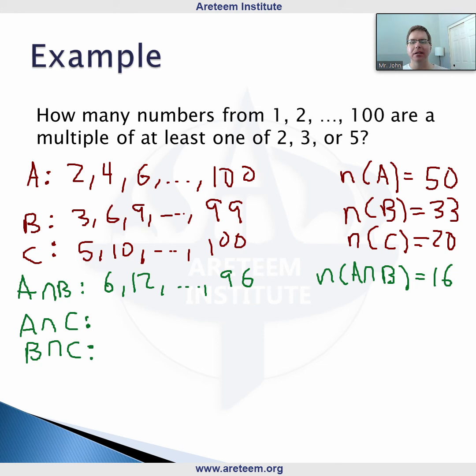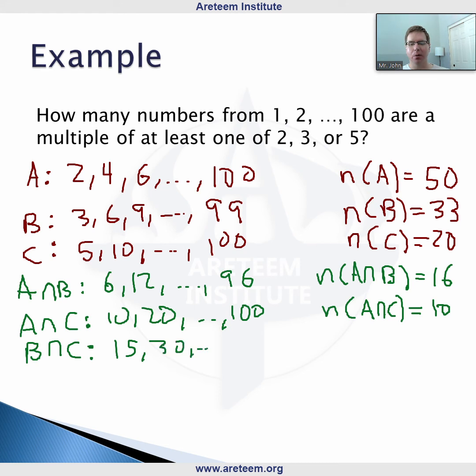Multiples of 2 and 5 are multiples of 10. So this is 10, 20, all the way up to 100. It's pretty easy to see in this case we have 10 of these. So the size of the intersection of A and C is 10. Multiples of 3 and 5 are multiples of 15: 15, 30, all the way up to 90. And there are 6 of them in this case. So the intersection of B and C is equal to 6.